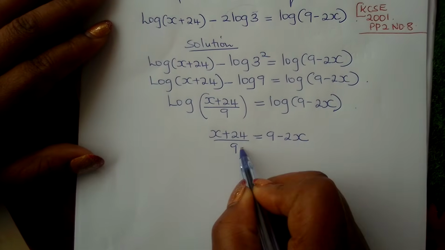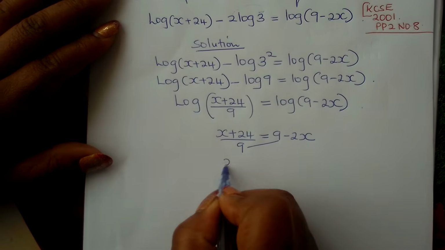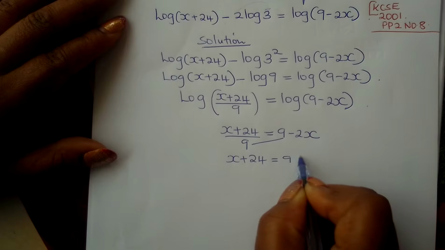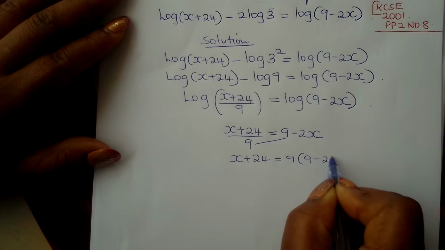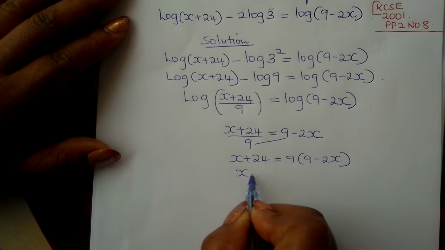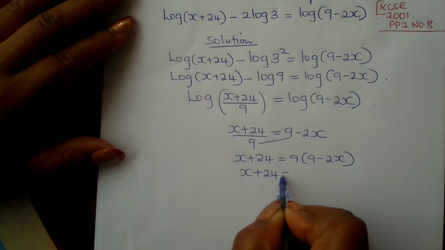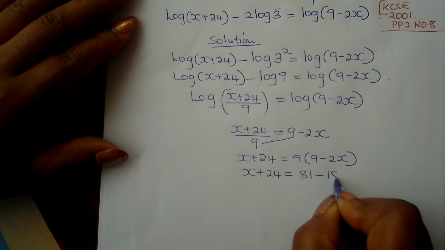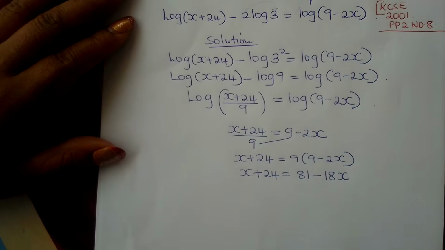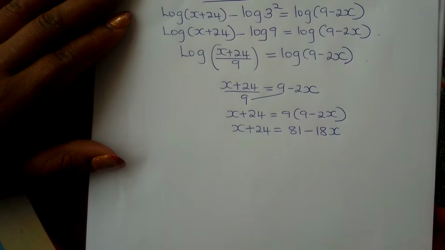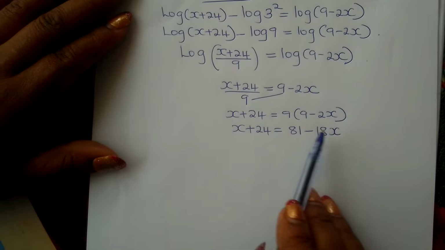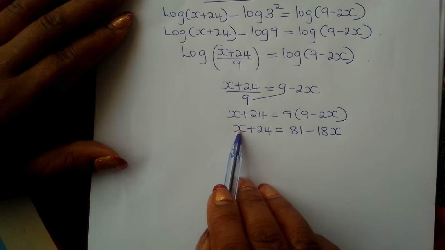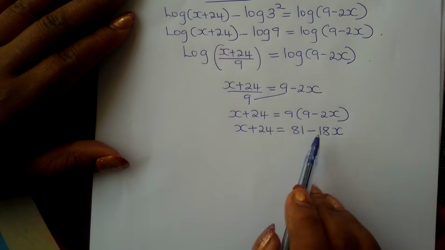From there, learner, cross multiply now. So you have x + 24 = 9 into brackets (9 - 2x). And therefore this is x + 24 equals what? 9 times 9 is 81. You remove the bracket and this is minus 18x. From there, you put the like terms together: bring minus 18x to this side, and take these to the other side.